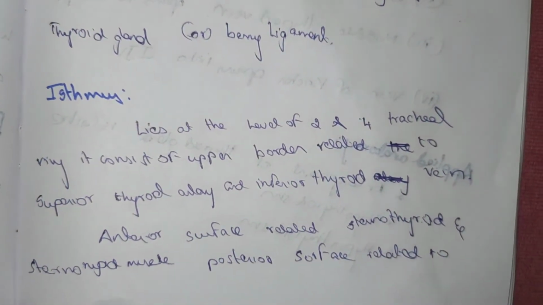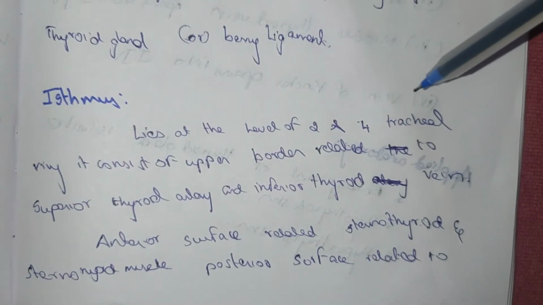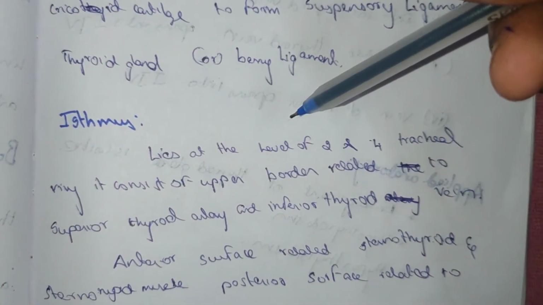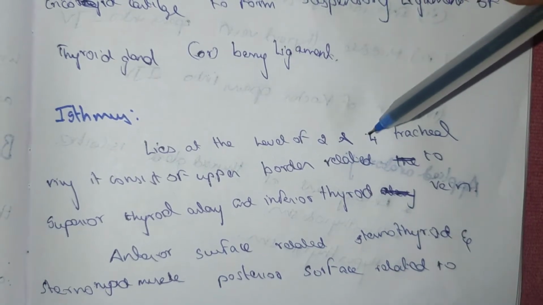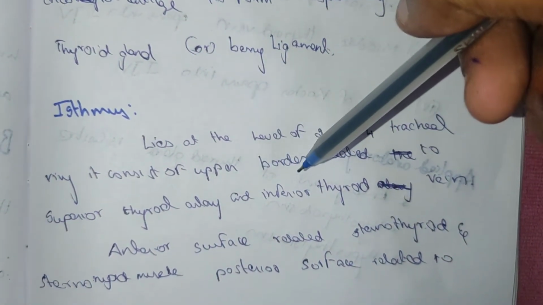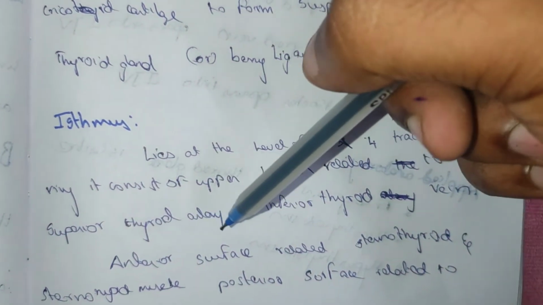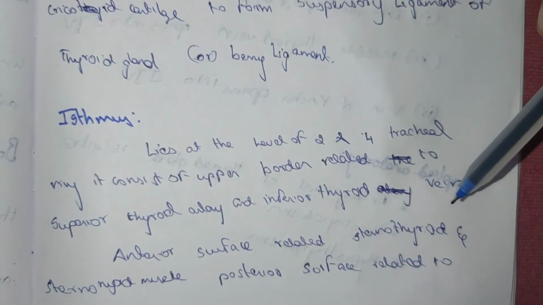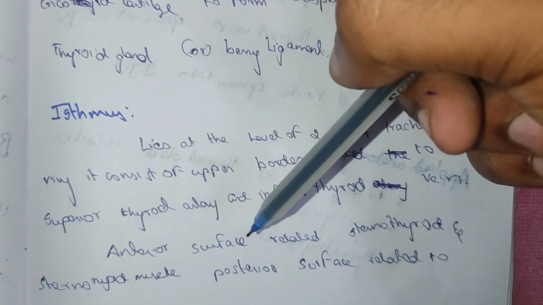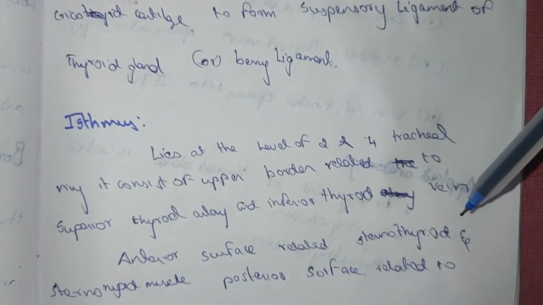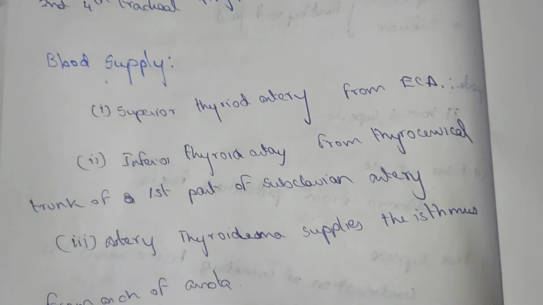Now the isthmus lies at the level of the second and fourth tracheal ring, and it consists of an upper border related to the superior thyroid artery and inferior thyroid vein, and the anterior surface is related to sternothyroid and sternohyoid muscle, and the posterior surface is related to the second and fourth tracheal ring.